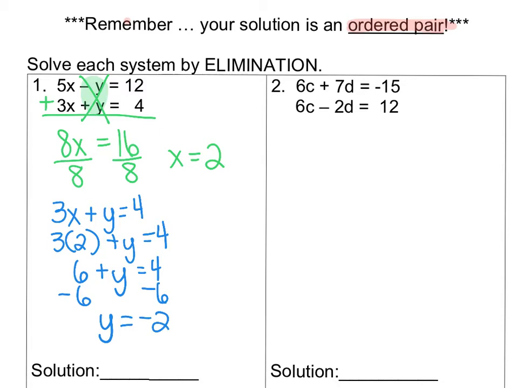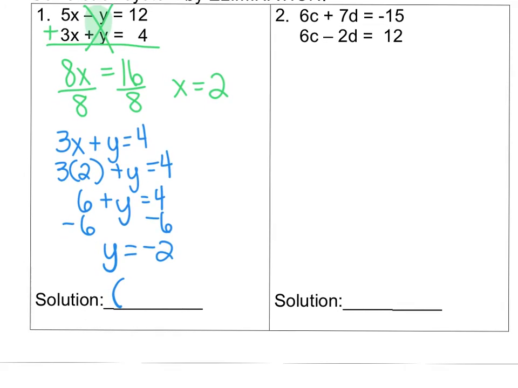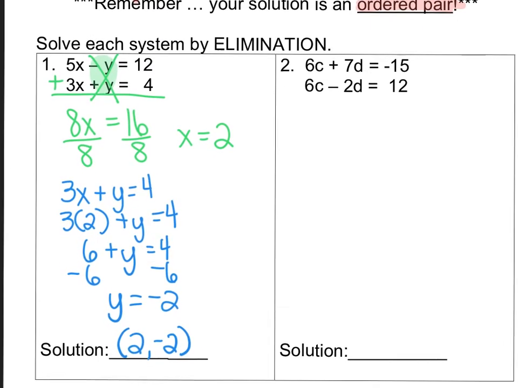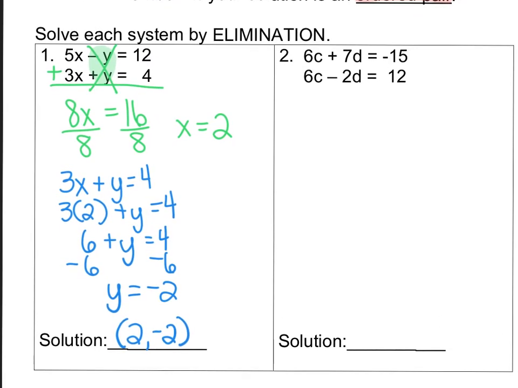So now I've got both my x and my y. I want to write my answer as an ordered pair, so I'm going to write (2, negative 2) with parentheses. Just like in substitution and graphing, I can still check my answer by plugging in this ordered pair.